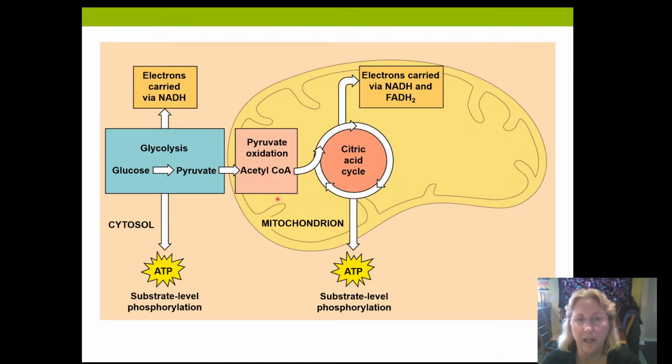Then we'll talk about the next step here. Pyruvate is going to be transported into the mitochondria and it's going to be oxidized. That's why it's called pyruvate oxidation. And we're going to go from a 3-carbon molecule to a 2-carbon one. So acetyl in chemistry just means 2 carbons.